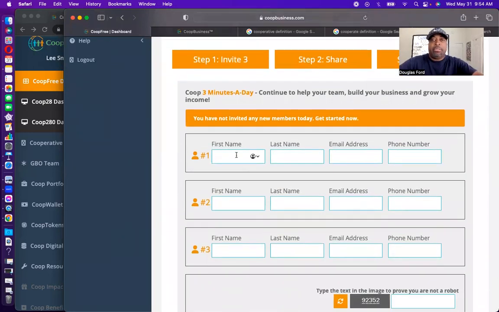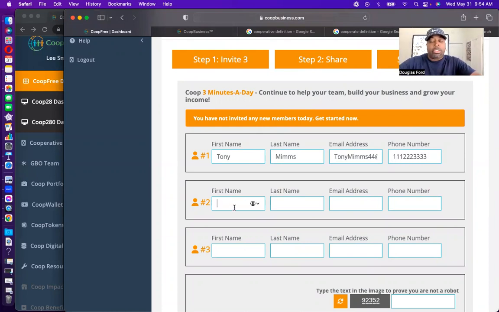So I'm going to come here and put in 3 accounts here. Let's do Tony Mims at CoopCF.com.